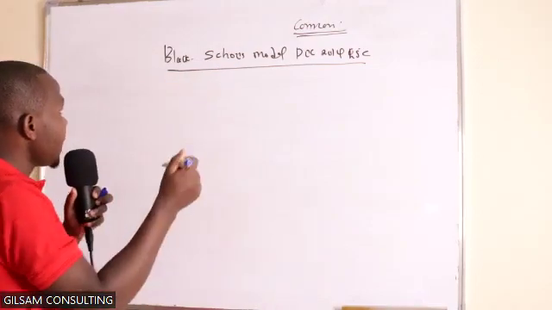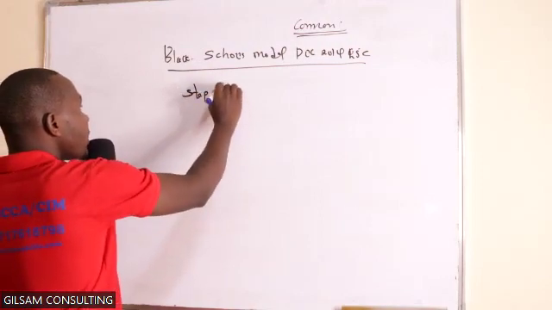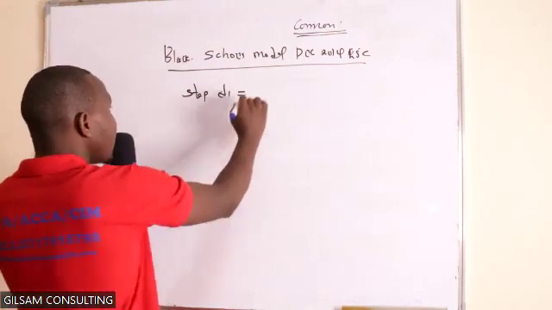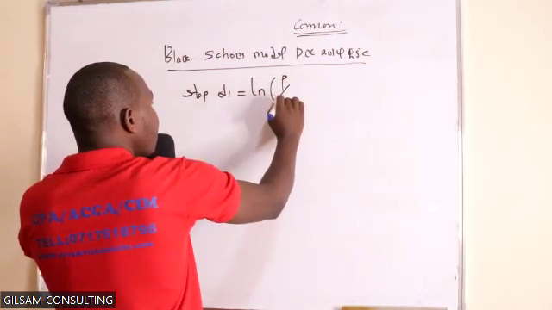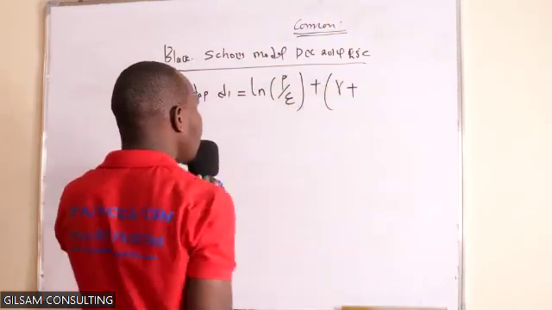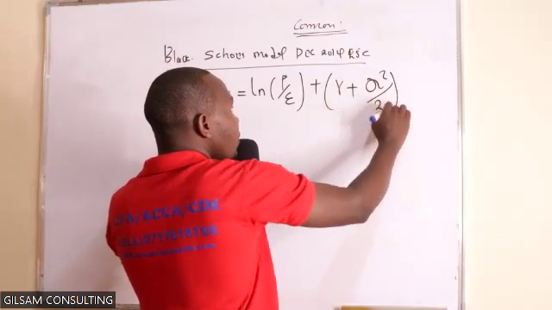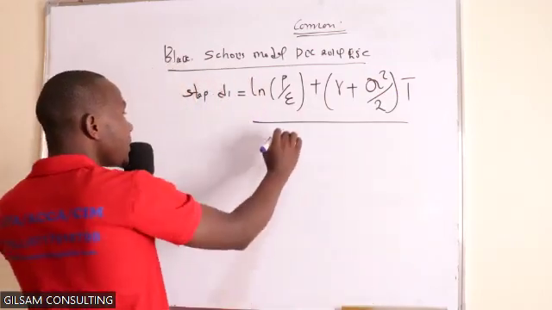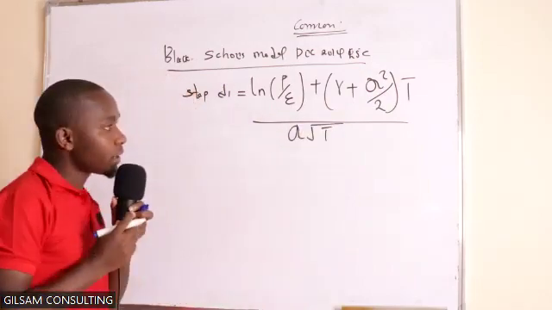So if they ask for the value of the call option, step 1 is to get D1. We use the formula: LN, the natural log of the spot price divided by the exercise price, plus the risk-free rate plus variance squared divided by 2, multiplied by time. What we get at the top, we divide by the standard deviation times the root of time.